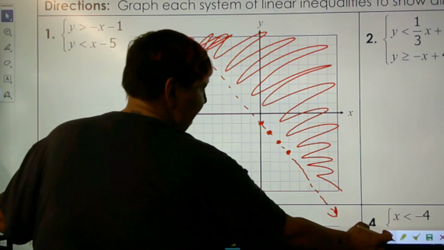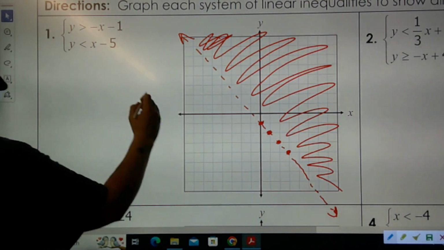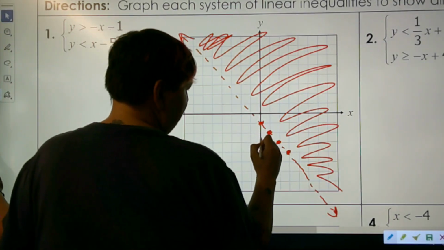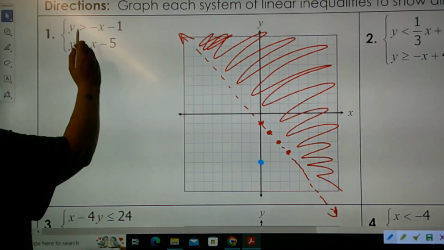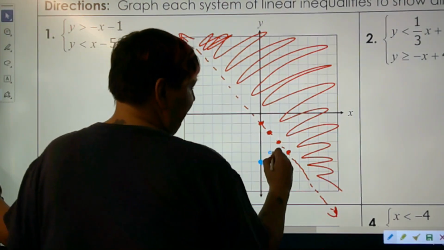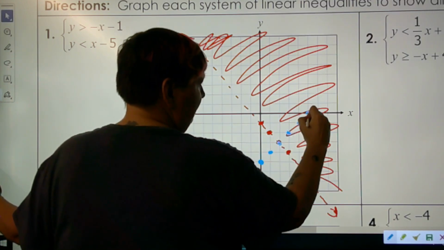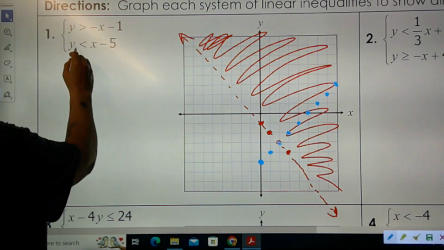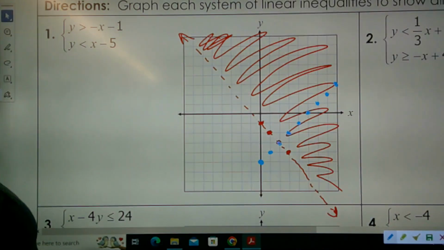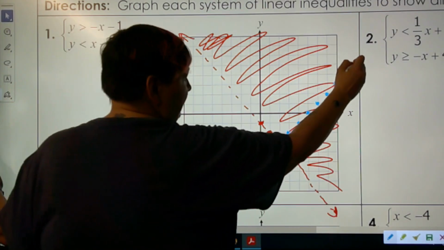All right, and then for the second inequality, my first point is going to be at -5. 1, 2, 3, 4, 5. My next point is going to be 1/1, so 1 up, 1 right. Again, we're going to have a dashed line because it doesn't include the values on the line, right?